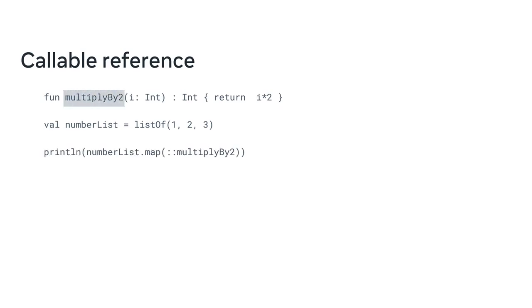For example, let's say you define a function multiplyBy2 that takes in an Int and returns an Int by multiplying the argument value by 2. For a given list of numbers that you wish to print after multiplying all the elements by 2, you can acquire a function type instance for the function multiplyBy2 as ::multiplyBy2.